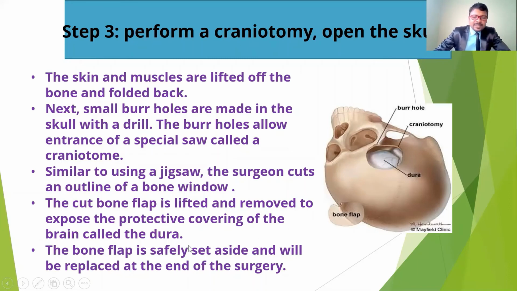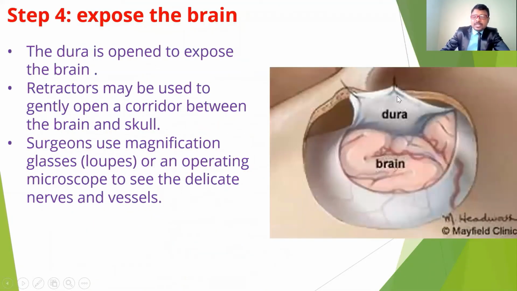The bone flap is safely set aside and will be replaced at the end of the surgery. They keep this flap aside, and after the surgical procedure the flap is going to be replaced. These surgeries take 5 to 6 hours, and that's the reason we have to keep the flap in another, safe place. After exposing the brain, the dura is folded back, and the remaining parts are searched for any hematoma and also hemorrhage.